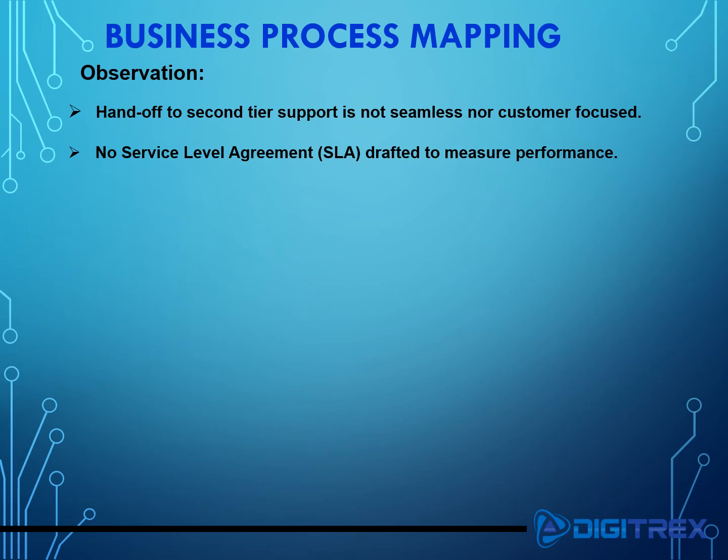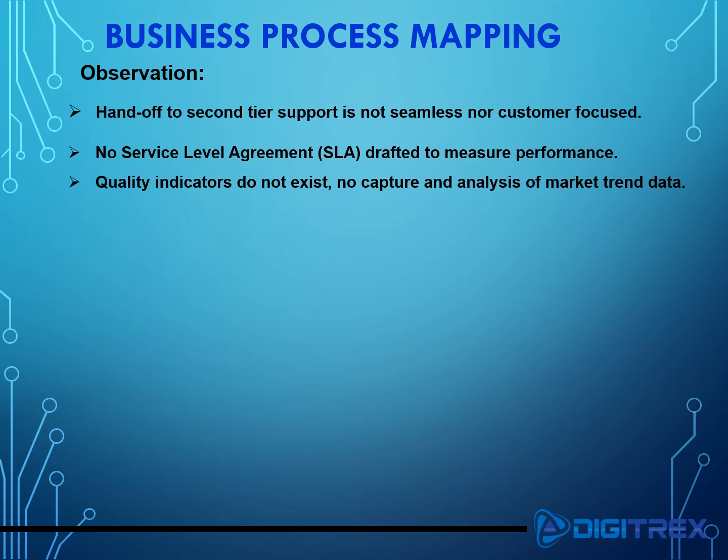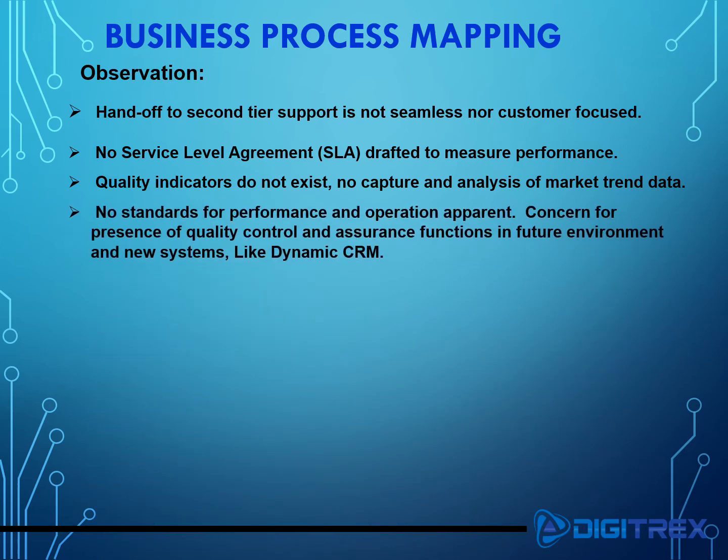No service level agreement drafted to measure performance. Quality indicators do not exist. No capture and analysis of market trend data. No standards for performance and operation apparent. Concern for presence of quality control and assurance functions in a future environment and new system. When you add a new system like CRM, customer relationship management, or any other system, you need to have some kind of quality control and quality assurance functions.